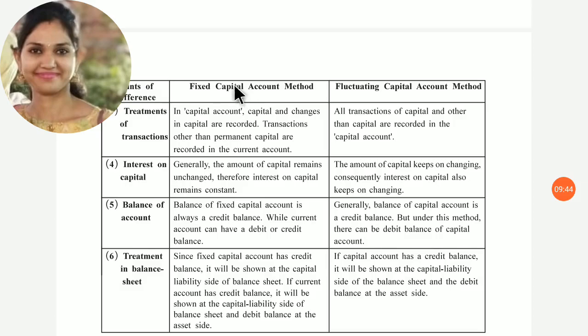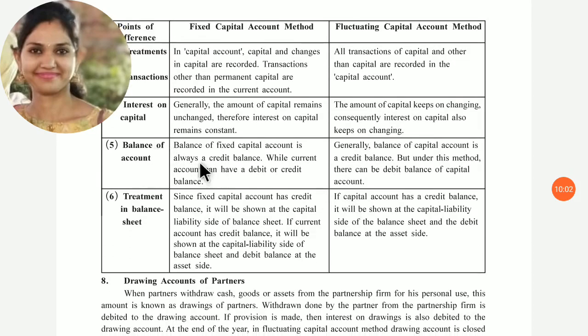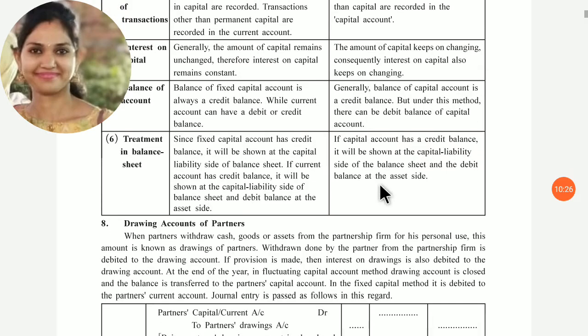Interest on capital. In the fixed capital account method, we will record the interest on capital on the credit side of the current account, and in the fluctuating capital account method we will record interest on capital on the credit side of the capital account. Balance of account: the balance of a fixed capital account is always a credit balance, while a current account can have a debit or credit balance, right? Generally, the balance of a capital account is a credit balance, but under the fluctuating method there can be a debit balance of the capital account.